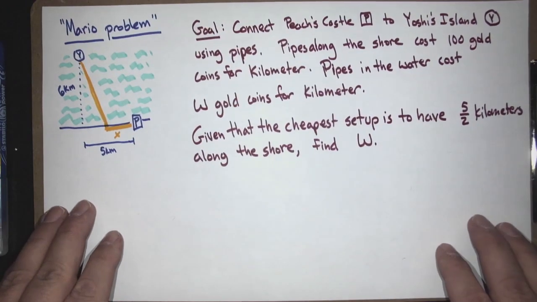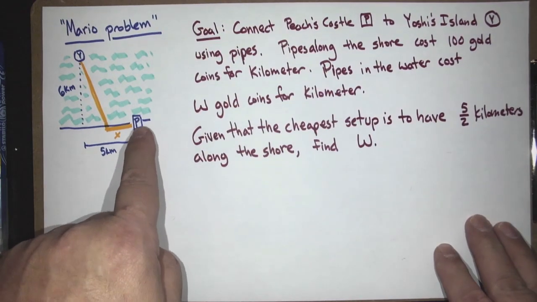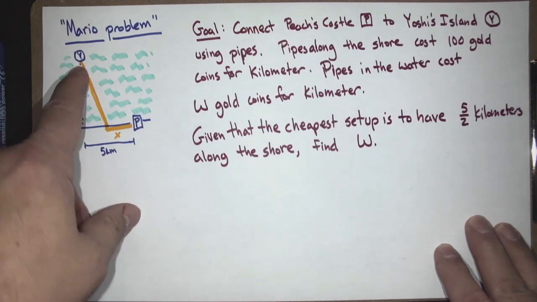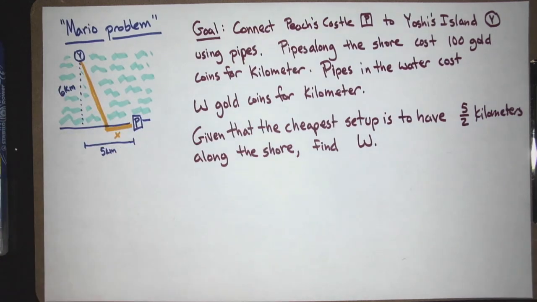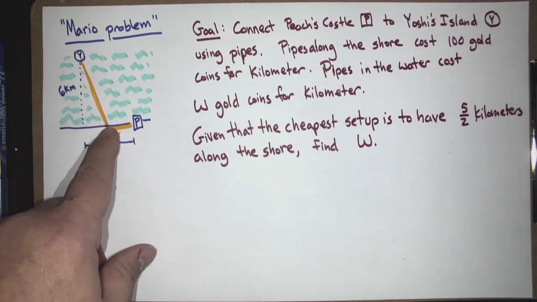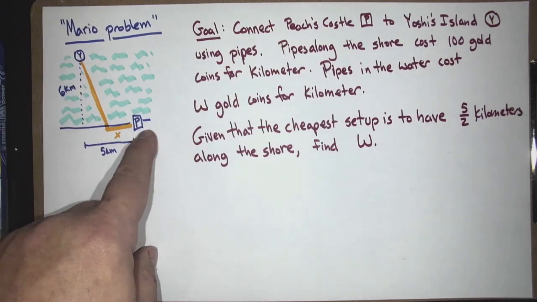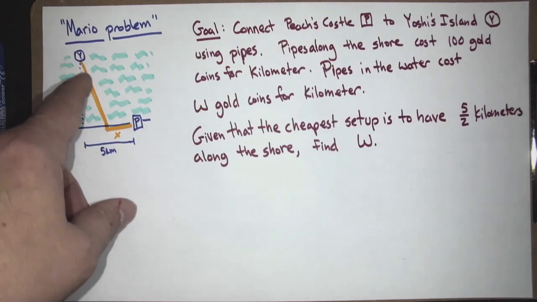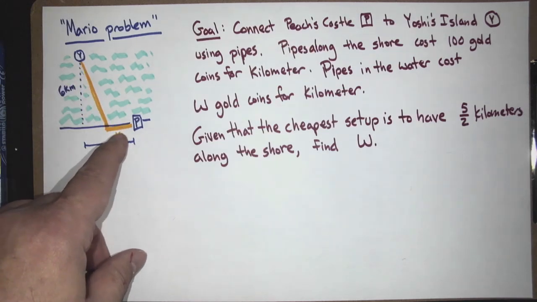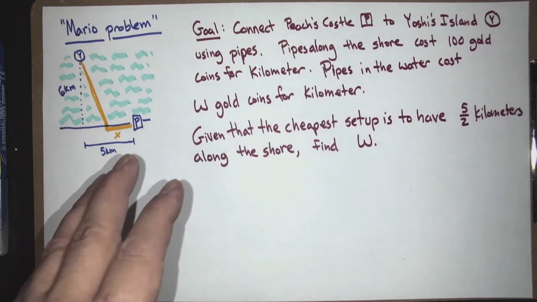So there's a picture here, and you are trying to connect Peach's castle to Yoshi's island, and you're going to have pipes, because Mario, after all, he's a plumber. And so there's these yellow pipes. Now there's two types of pipes. There's pipes that run along the shoreline. There's pipes that go in the water. And because on the shore, you don't have to worry as much about the water, they're a little cheaper.